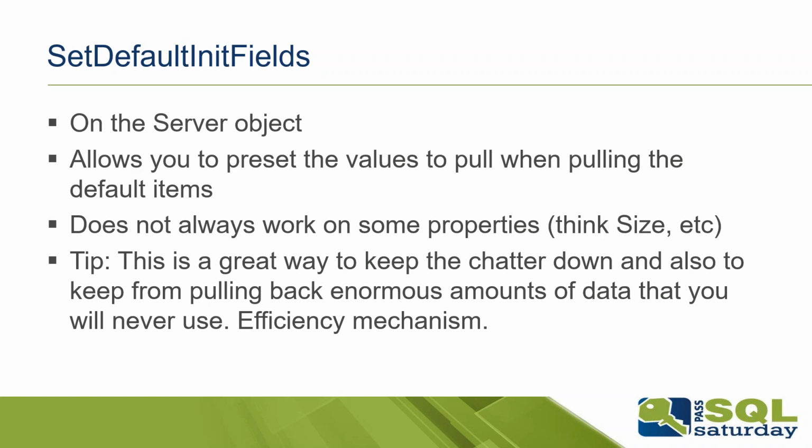So to get the ID, you would actually set the default init field for a database to be ID, because the default property of that is name, and that's it. So anytime you ask for anything else, it pulls back an enormous amount of data, and that's not helpful. And it causes your automations to run slow. So set default init fields is a cool thing that's off of the server object, and you can tell it what object you want to set the default init field for and give it an array of options to put in there, and it will go grab those by default when you access that object. So it's kind of cool.